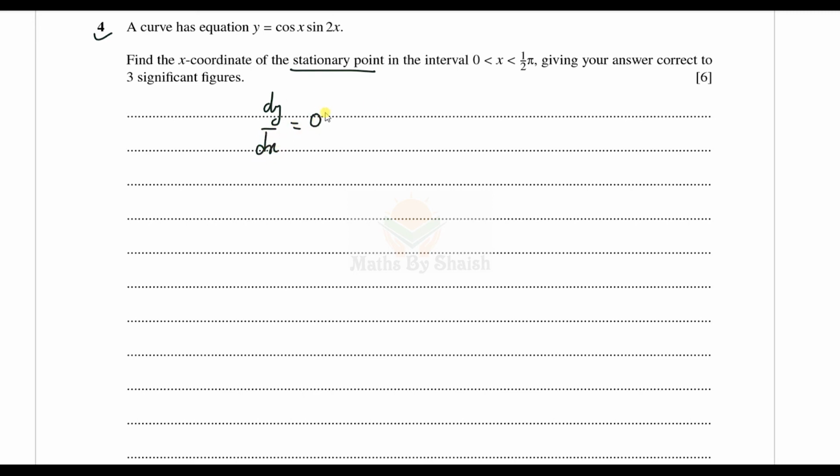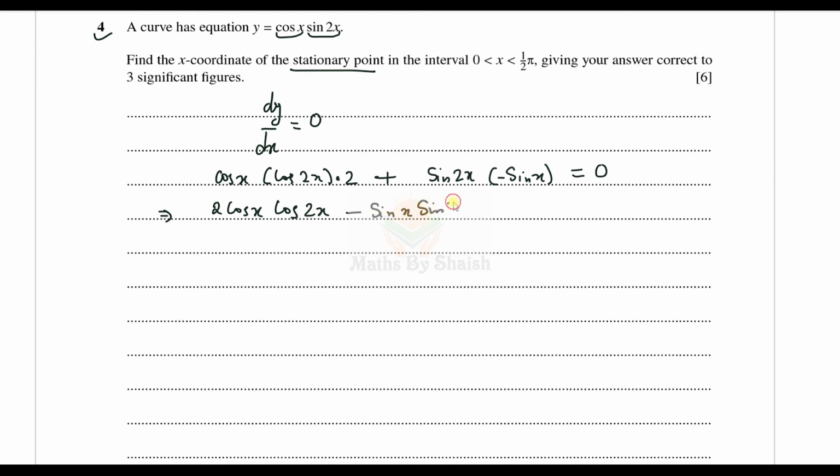So we can find d/dx of y, and we'll use the product rule because there are two functions. First function as it is, that is cos x, and differentiation of sin 2x is cos 2x, this is a chain rule we are going to use, and differentiation of 2x is 2, plus sin 2x as it is, second function as it is, and differentiation of first function, that is minus sin x. This will be equal to 0 for the stationary point, and hence we can write it again as 2 times cos x cos 2x minus sin x sin 2x is equal to 0.